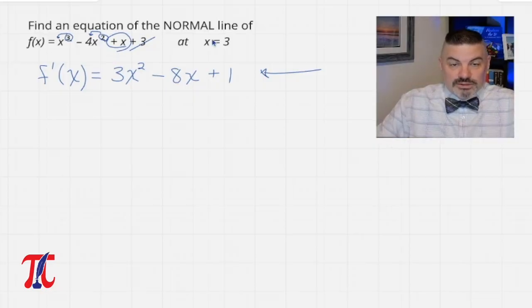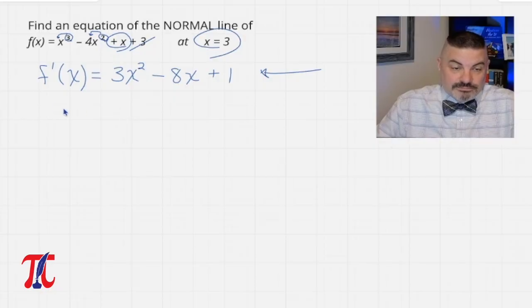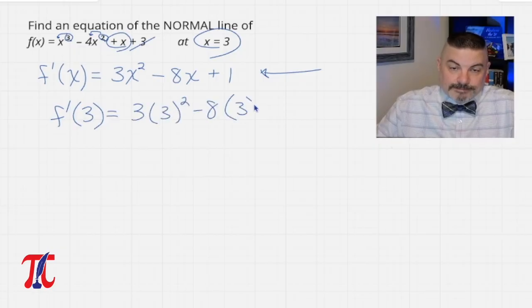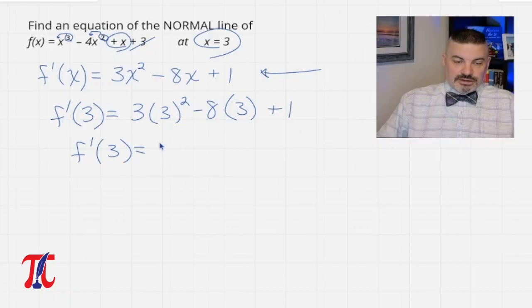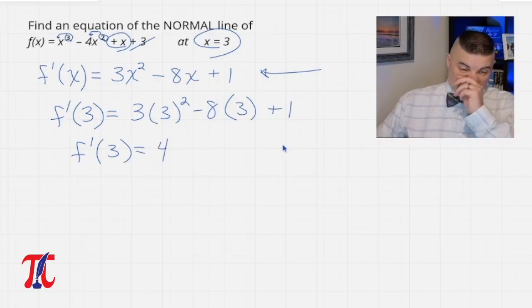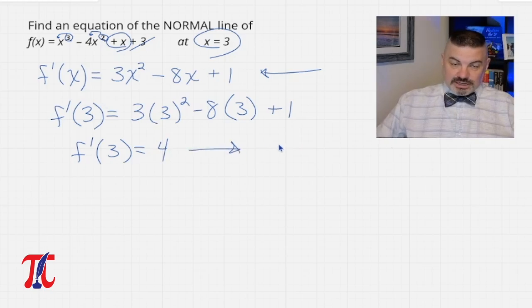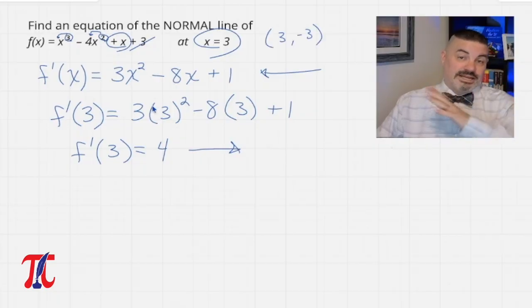So what I'm going to do there is just plug in my x value. I'm going to do that right now: f prime of 3. When I calculate this and simplify it all, I get a slope of 4. So my slope is 4 there, which means I can write my tangent line in point slope form, because I know that the point is (3, negative 3). So I can put that in point slope.